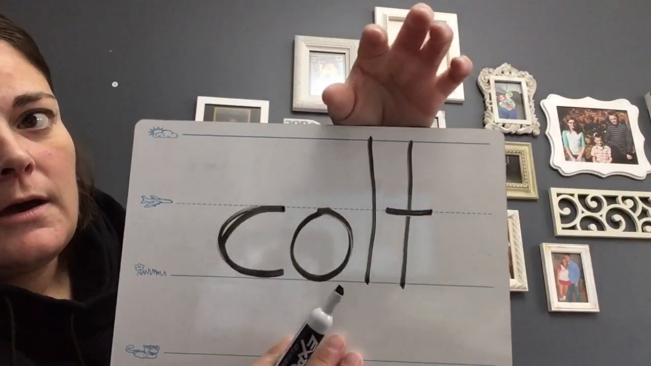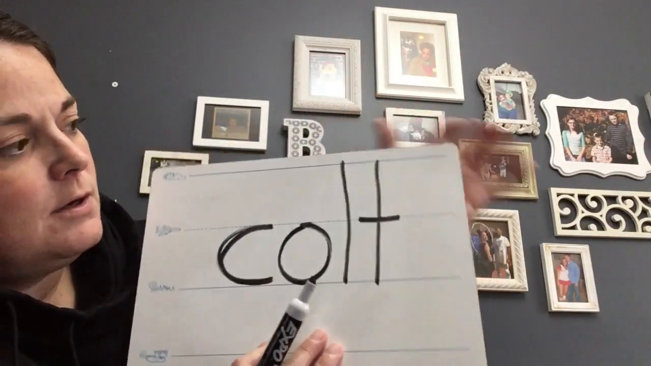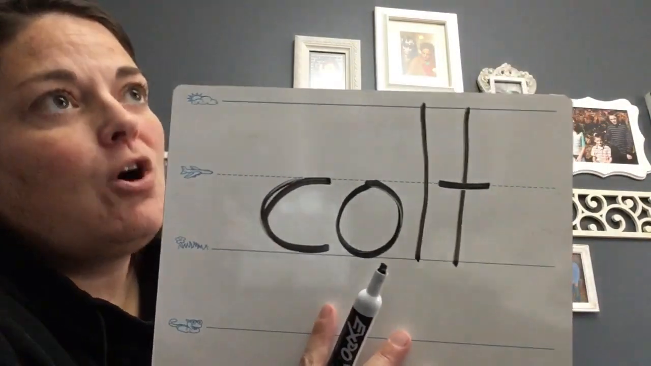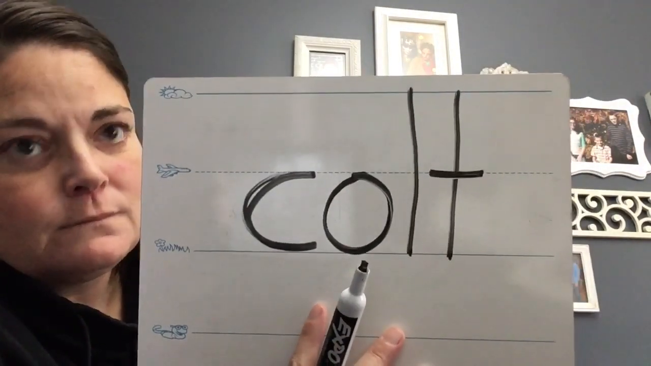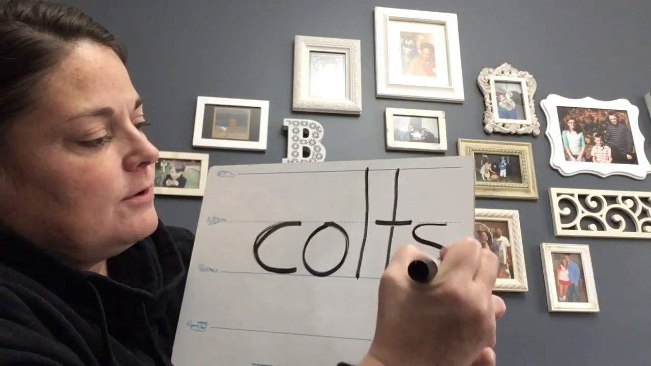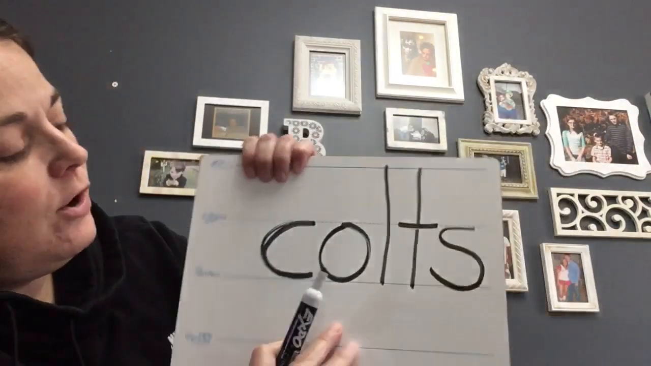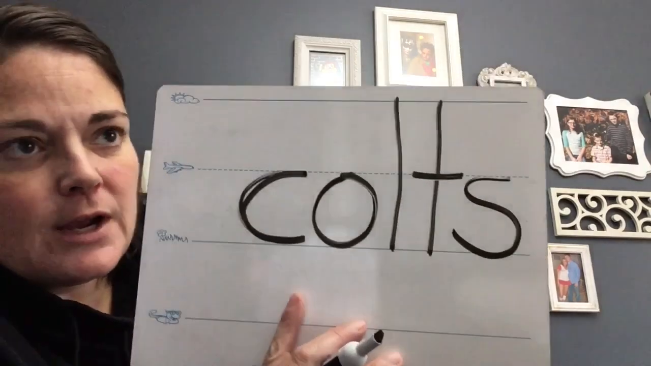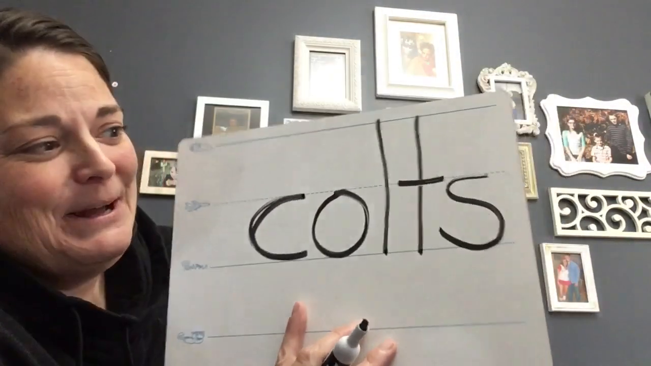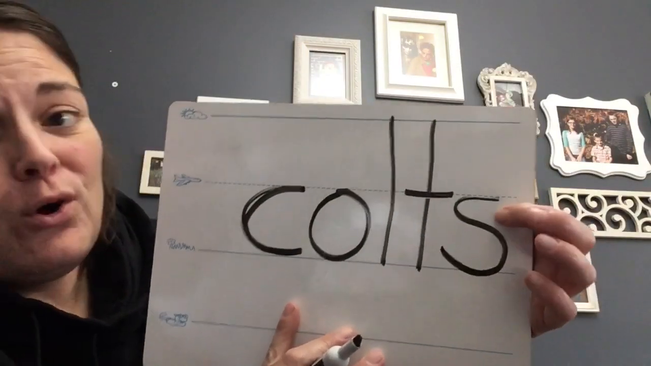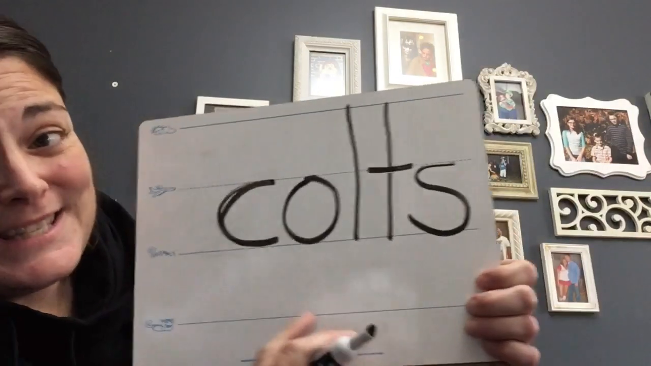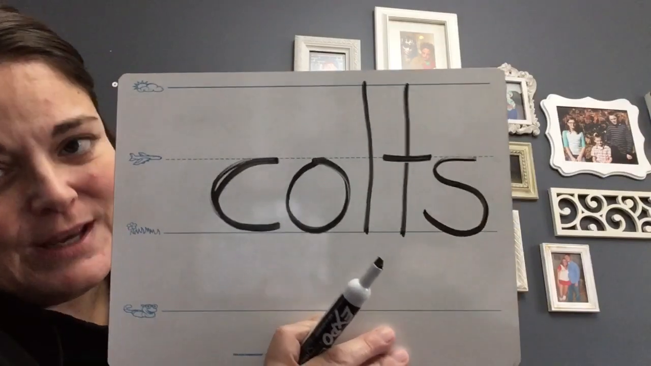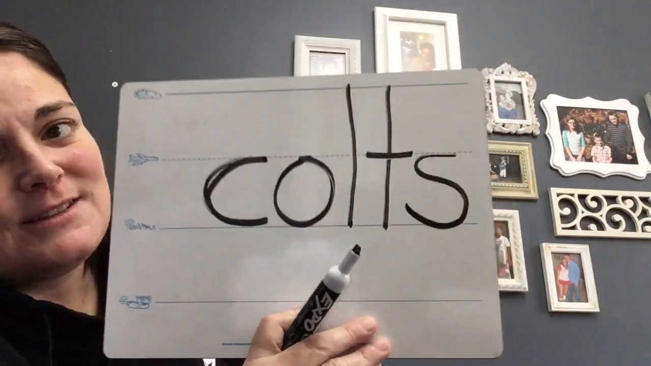Let's read it. Colt. How do we make colt plural? You got it. You're experts now. Let's read it now. Colts. There are many colts running around my front yard. Oh, that would be cool. What sound does the suffix make in colts? I hear it too. It's the S sound. So what's our base word? Colt. What's our suffix? S.